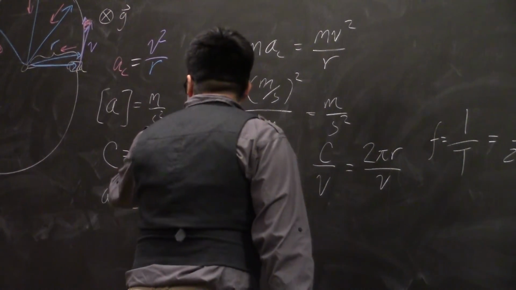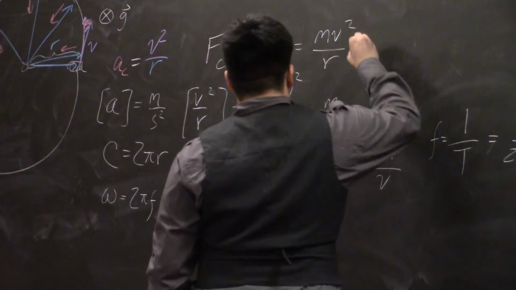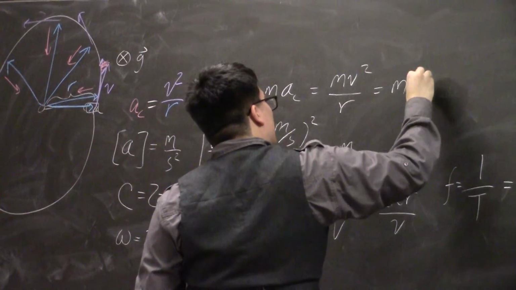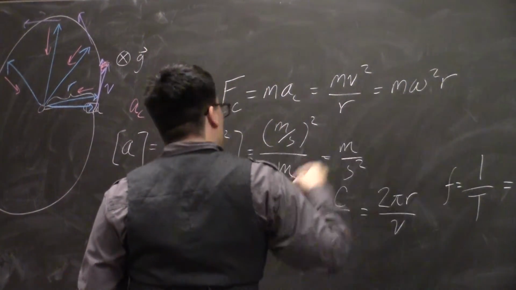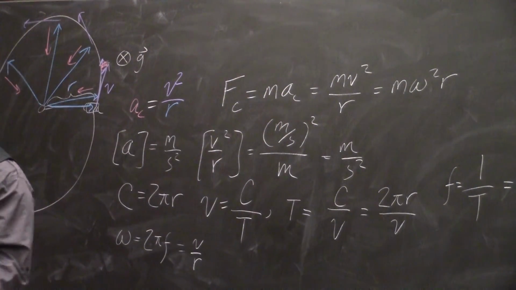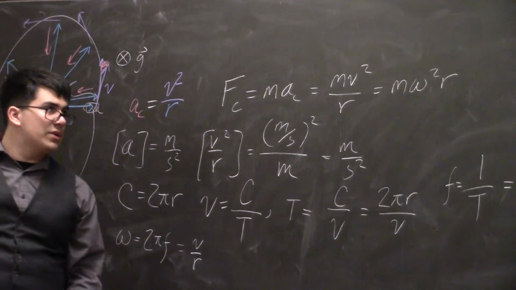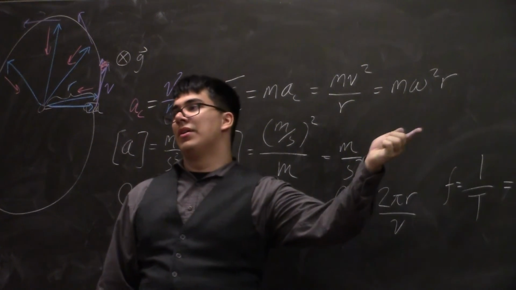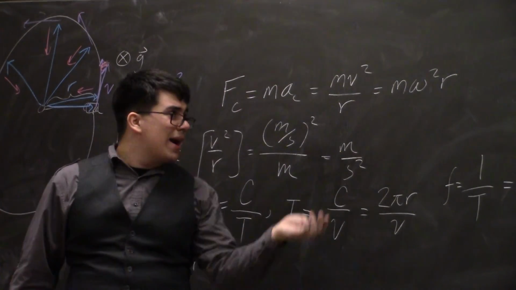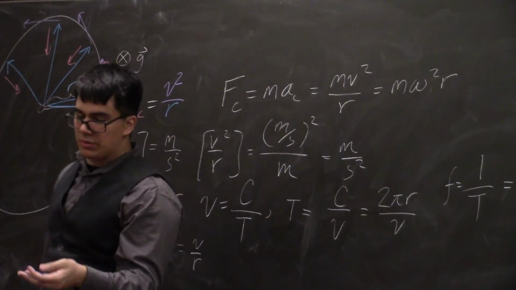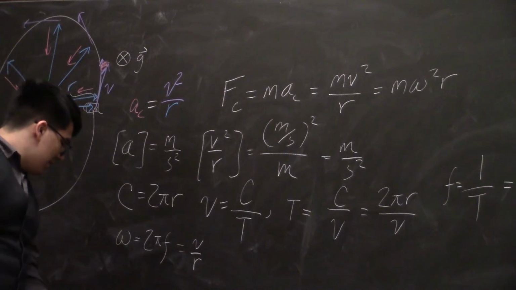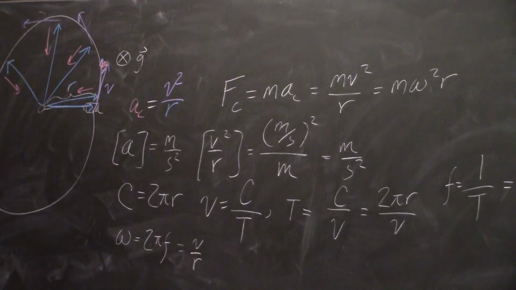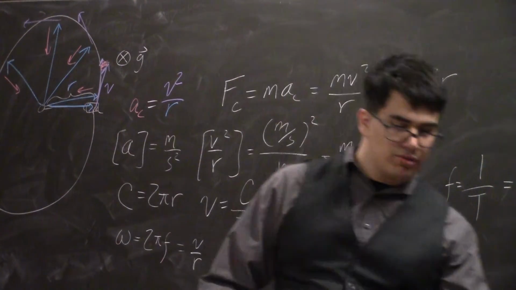But I can use this instead of v and say this is m omega squared r, where omega is just v over r. And you can see now this will be v squared over r squared times r, which is v squared over r. It matches up perfectly with the centripetal force. That being said, I think that's pretty much it.